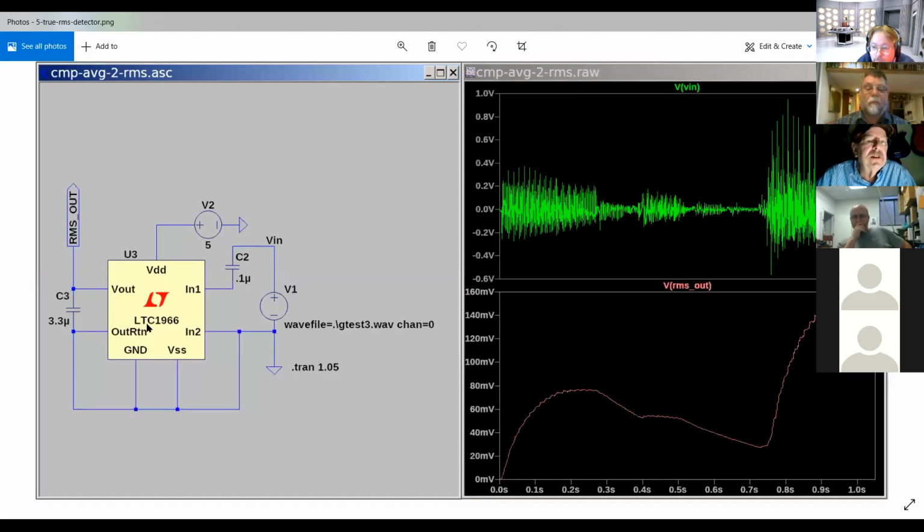This, by the way, is a Linear Technology chip, the 1966. I used it to generate an RMS trace of a little bit of guitar. You can see again that the RMS tries to follow, I say average, you know that's not accurate, but you also know what I mean. It tries to follow the average power.